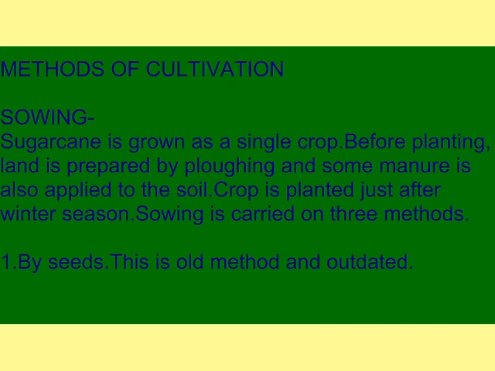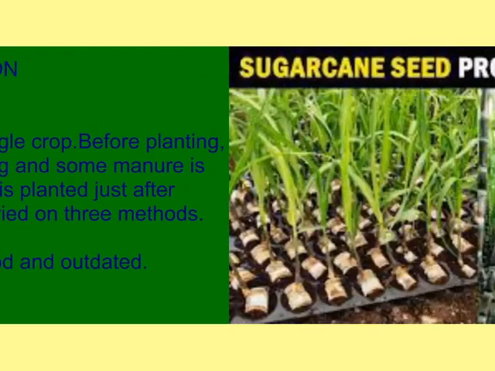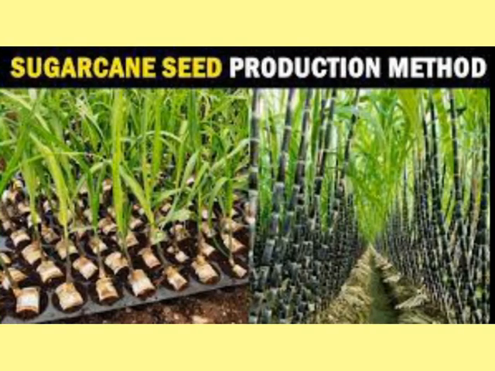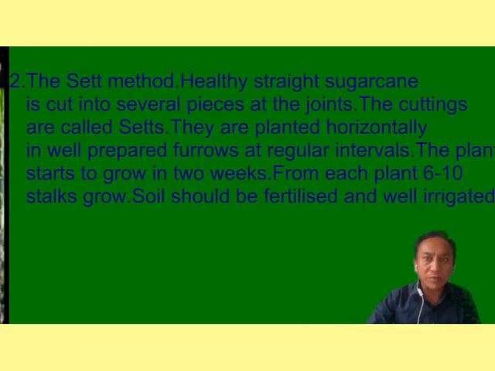The first one we have is by seed. This is the old method, and it's rather outdated as well. Here, we just grow the crop starting from the seed method. The second one we have is called the set method.